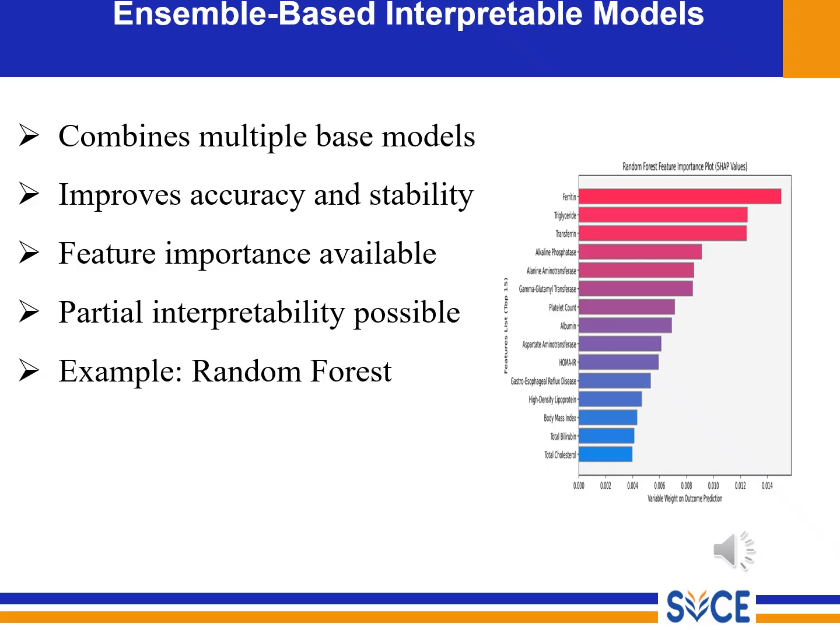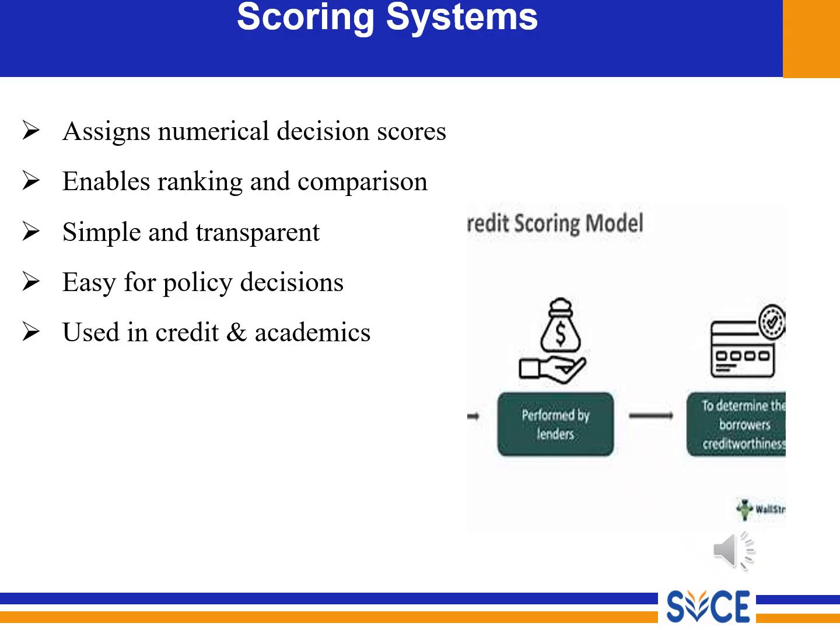Okay. The scoring models. The scoring model assigns a numerical decision score to each input. So this enables easy ranking and comparison. For example, a student academic score is computed based on weighted criteria. So they are simple, transparent and heavily used in credit scoring in banks, and academic performance evaluation in education.